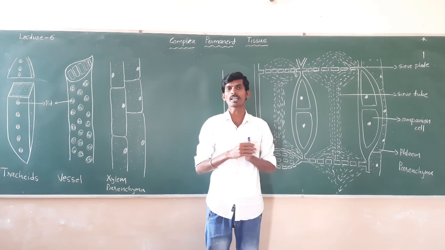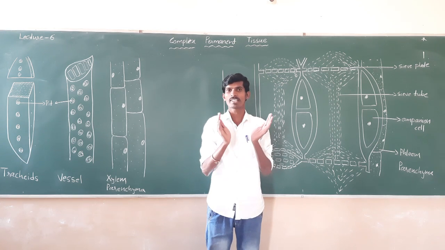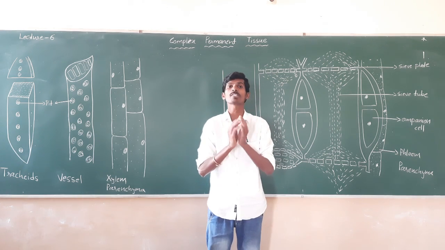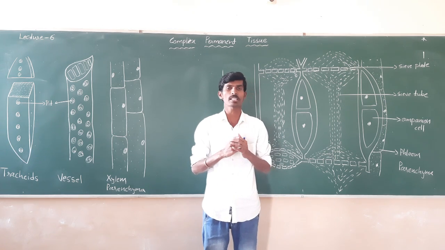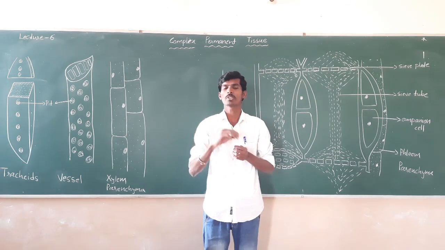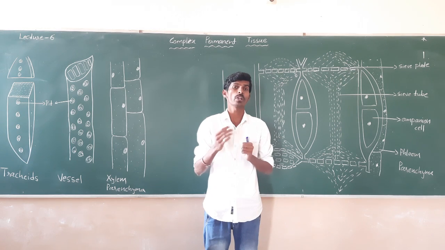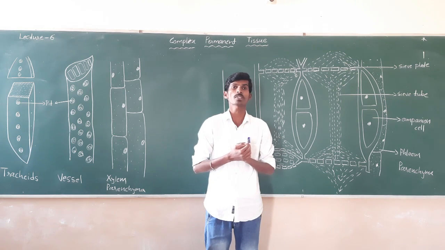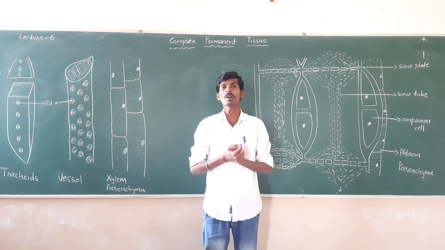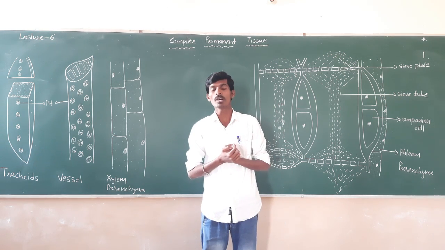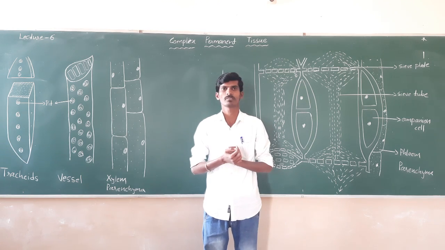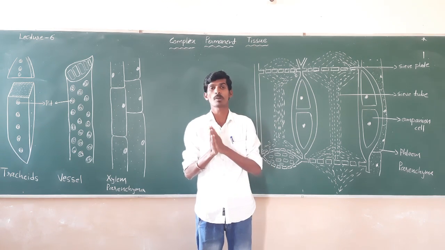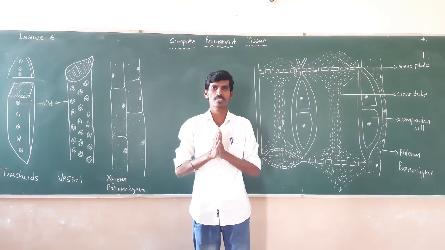What do you mean by stomata? Stomata is a small opening or a small pore. Through the stomata, transpiration takes place. What do you mean by transpiration? The loss of water in the form of water vapor is called transpiration. All this concept was completed in the previous class.